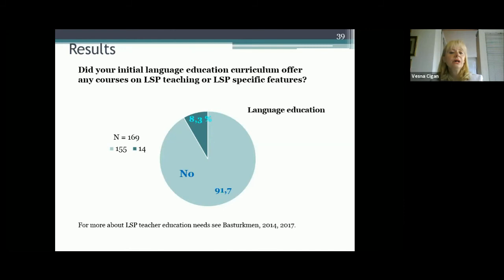Asked about their initial language education, more than 90% of the teachers reported to have had no courses on LSP teaching. If we return to the earlier point, we can notice a direct correlation between the type of the first job and the education program. Thus, 90% had taught general language prior to embarking on LSP teaching, and more than 90% had had no adequate or specialized education for teachers. Therefore, a vast majority of teachers change over to LSP teaching sometime later in their professional career. So right later, we will discuss the challenges teachers had faced at that transition.